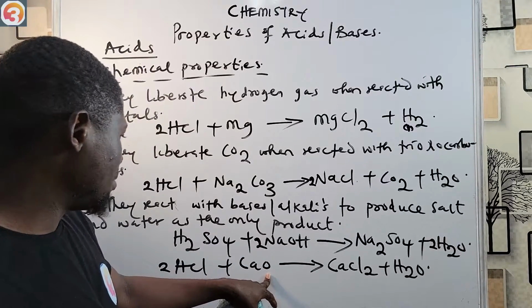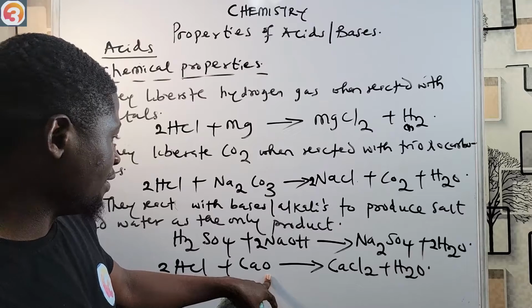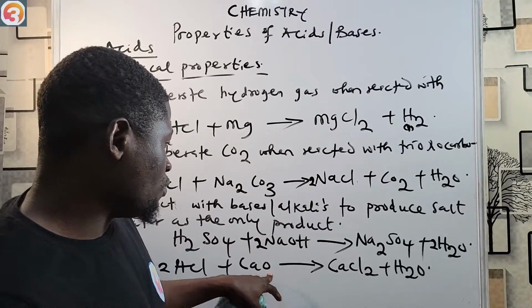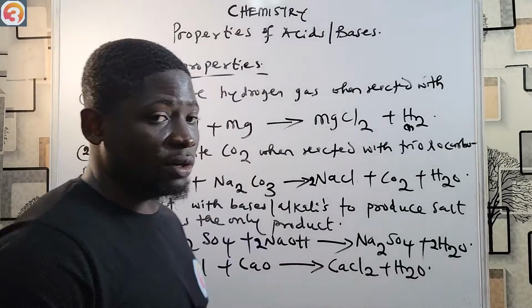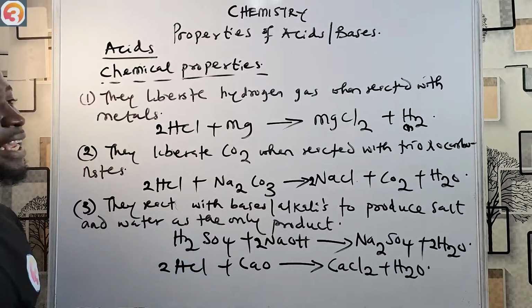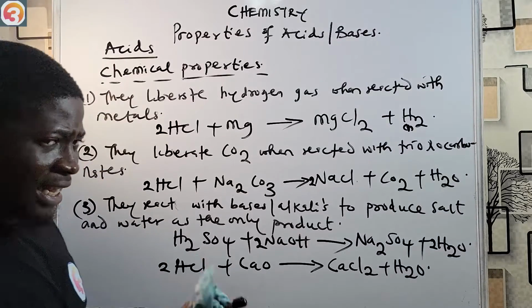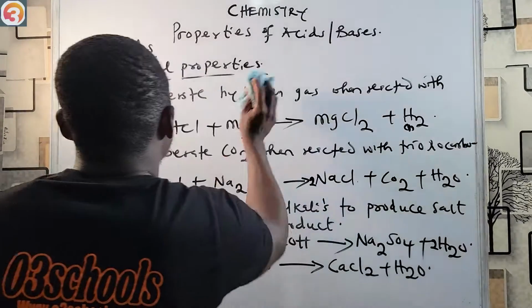Oxygen. Is oxygen balanced here? Check if oxygen is balanced here. There's 1 oxygen here and there's 1 oxygen here. So oxygen is balanced also. All right, so these are the chemical properties of acids. Now, let's look at the physical properties of bases.